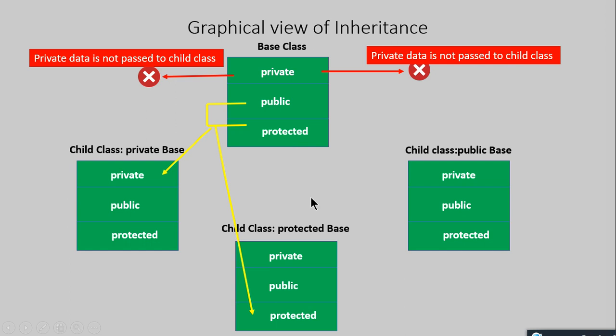And the same, if you use the protected keyword, then these two accesses' data will be copied to the protected access of the child class. And if you do public inheritance, then public data of the base class is copied to public of the derived class, and protected data of the base class is copied to protected data of the child class. So this is the importance of using these keywords: private, public and protected. You guys must know about this.